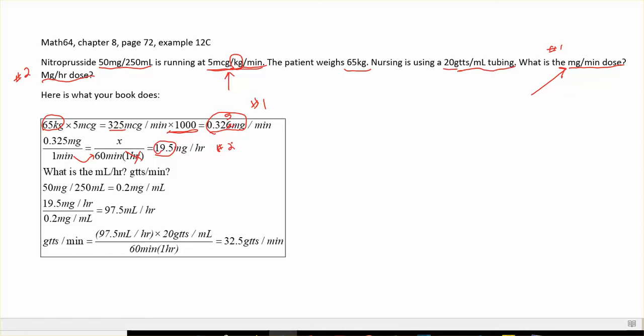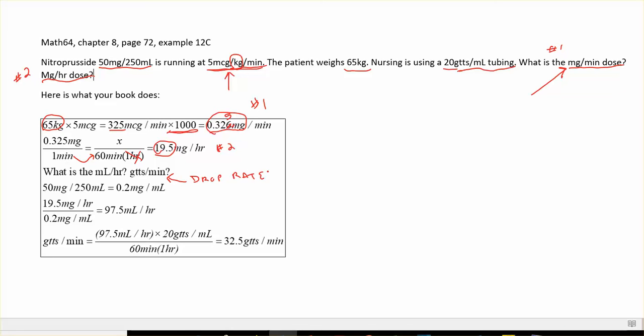Okay. Then they're asking, what's the milliliters per hour? And then they're asking for the drops per minute, which is going to be the drop rate. This guy right here is my drop rate.